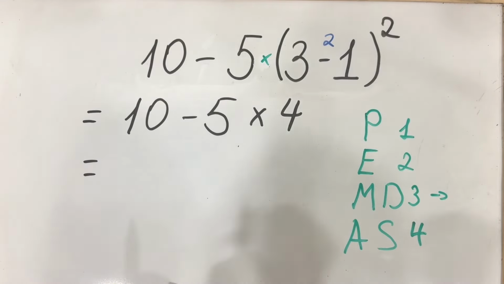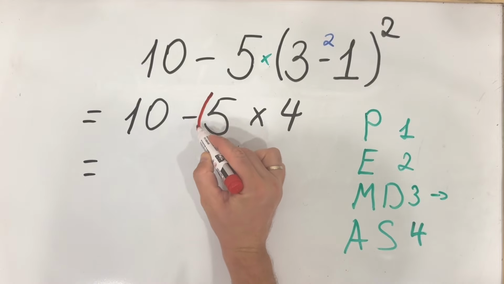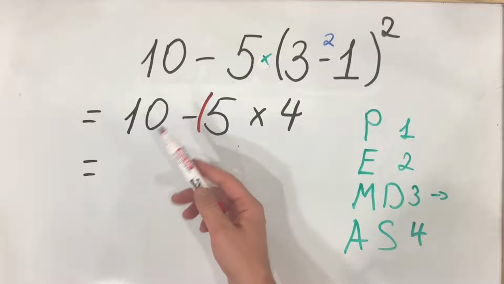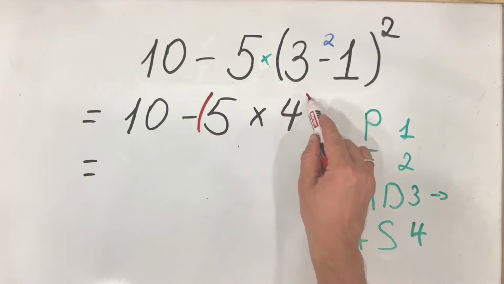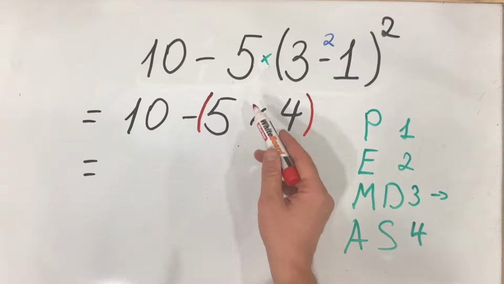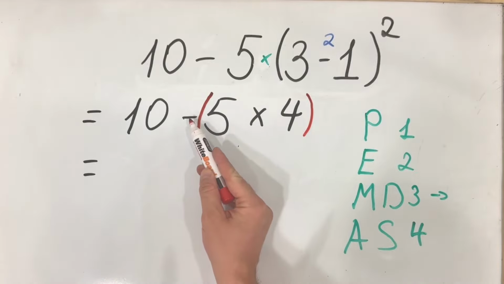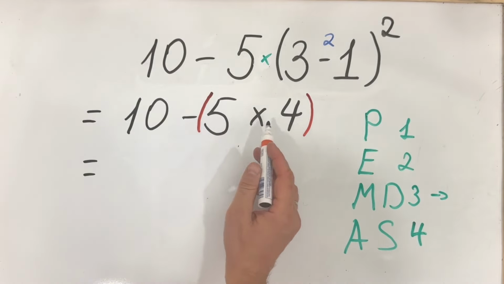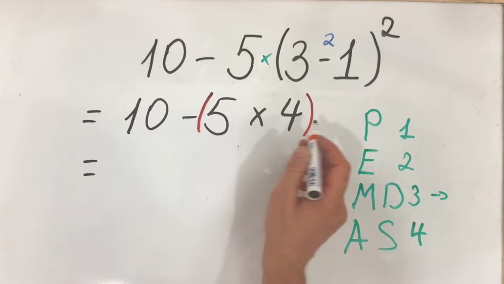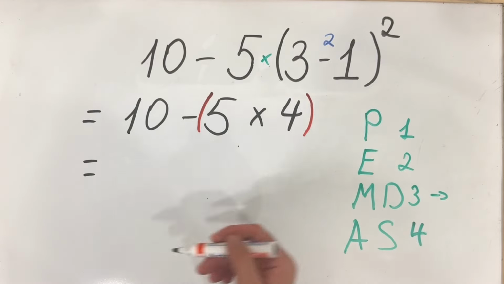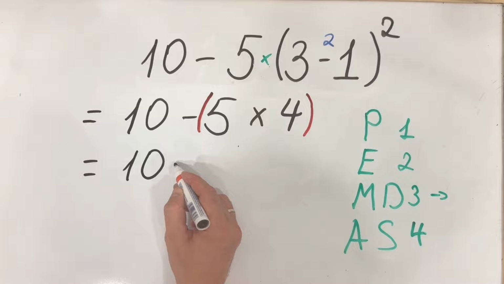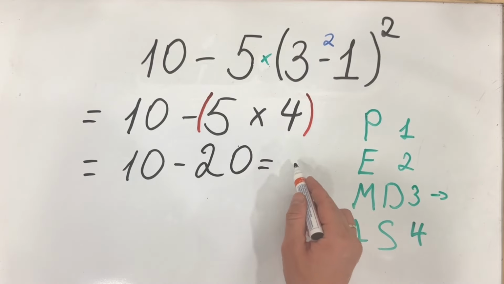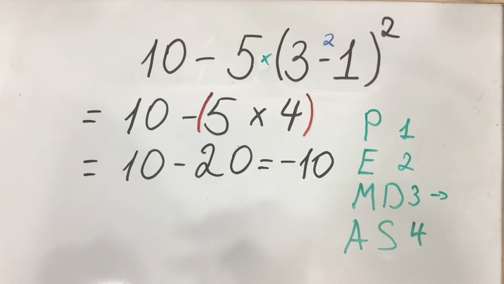If you want to make it easier, in such examples, when you have subtraction or addition on one side and you have multiplication or division on another side, you can always add brackets to combine them, so then you don't get confused by the sign and you know which one to do first. So we have 5 multiplied by 4 is 20. Because it's in brackets still, we do it first. We do 10 minus 20, and the answer is minus 10.